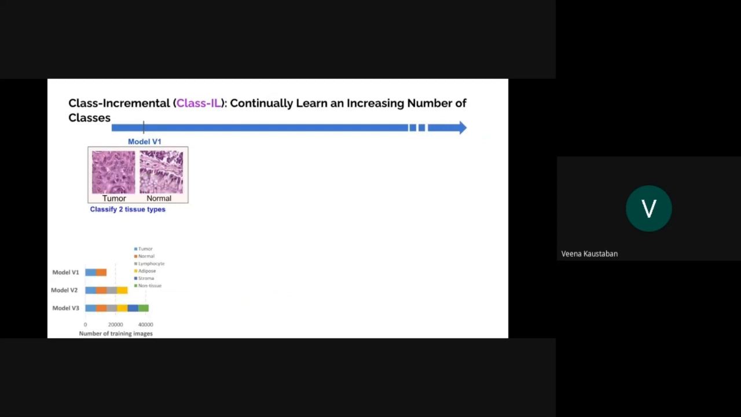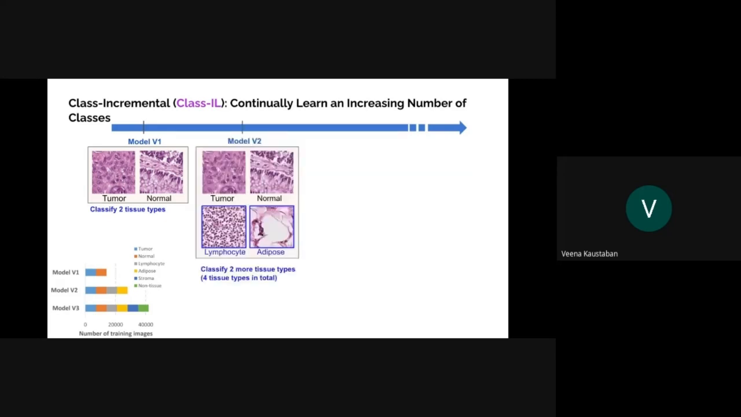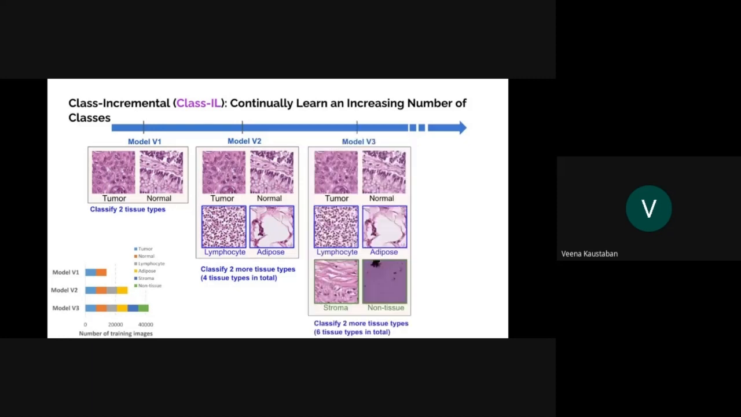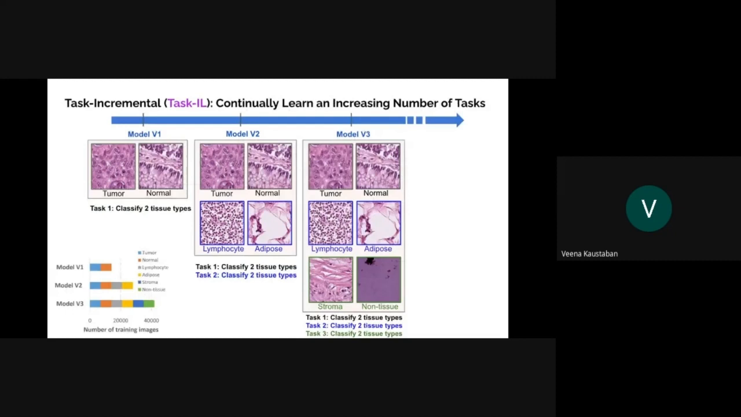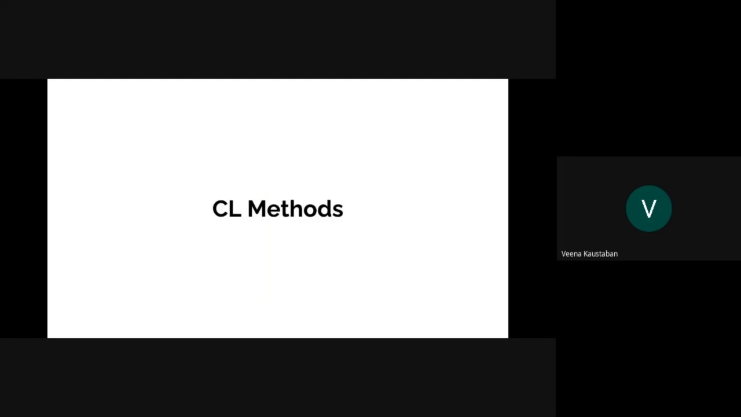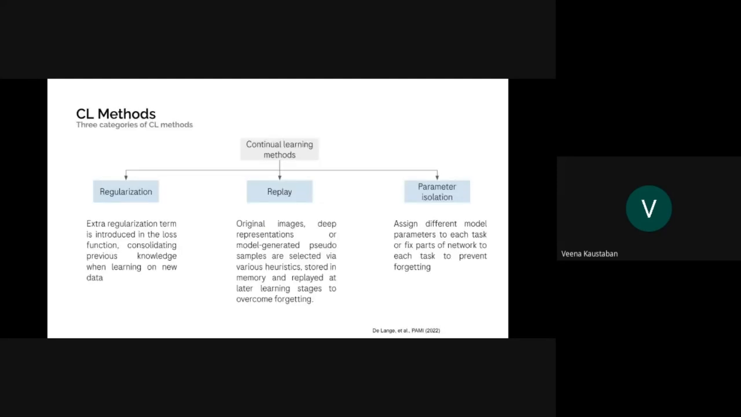Class incremental scenario is where newer batches of data have classes the model hasn't been trained on so far. That is, continually learning from an increasing number of classes. B1 is trained with a batch that has only tumor and normal classes. In the next iteration, there's newer data that has 2 new classes. So the model continually extends to new classes at every step. The last scenario is task incremental, which requires additional information in the form of a task identity or a task ID.